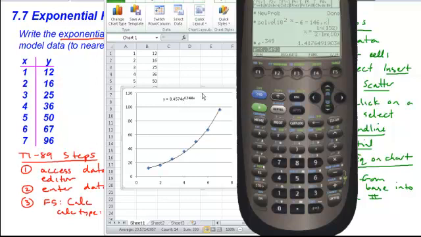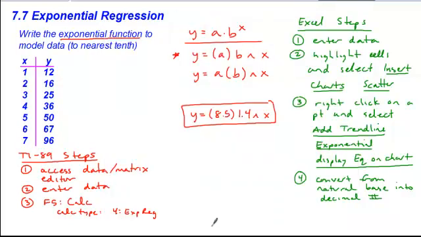Does everybody see what I did with that conversion right there? So if you choose to use Excel, you have to convert from that natural base e into this decimal base, in this case, the 1.4. But either way, you get the same answer. It's up to you on how you want to approach it.